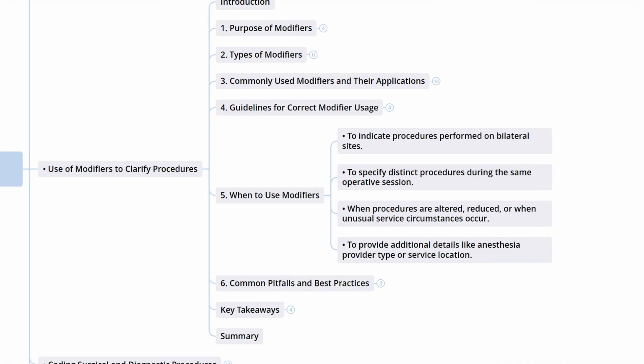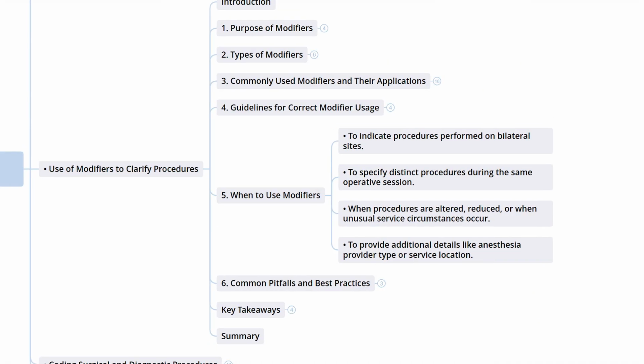Next, when to use modifiers. To indicate procedures performed on bilateral sites. To specify distinct procedures during the same operative session. When procedures are altered, reduced, or when unusual service circumstances occur. To provide additional details like anesthesia, provider type, or service location.